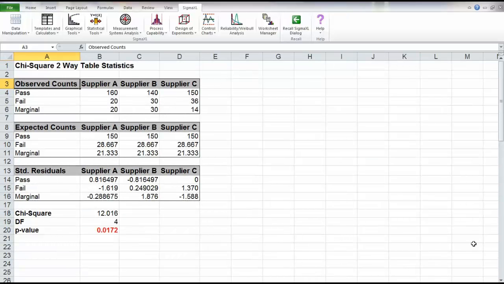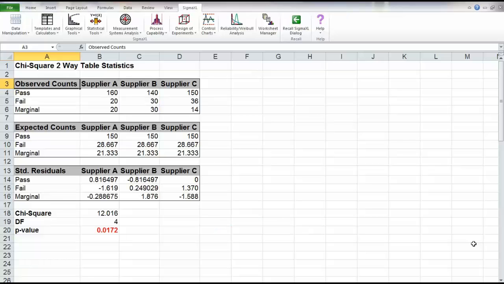As in any of these statistical tests, we go to the p-value. Our null hypothesis was that all 3 suppliers have the same on-time performance. The p-value is low, therefore we reject the null. At least one of these guys is different from the other.